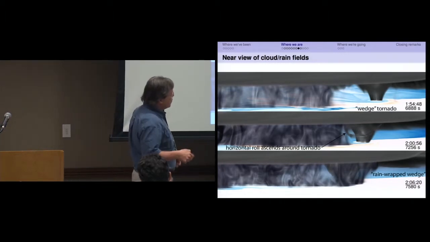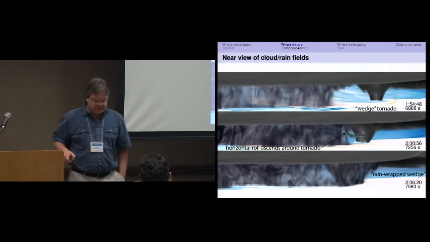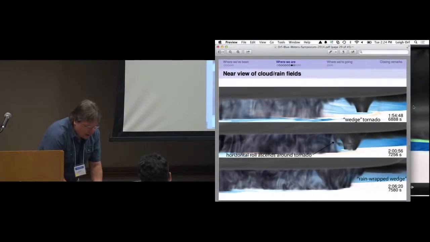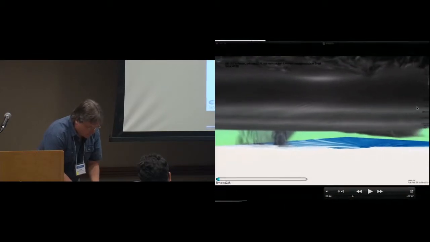This is like a wedge tornado. Now you have a rain-wrapped wedge tornado, so this is the kind of really dangerous situation that some people find themselves in when they can't see the tornado. So I did some fun things with VisIt.